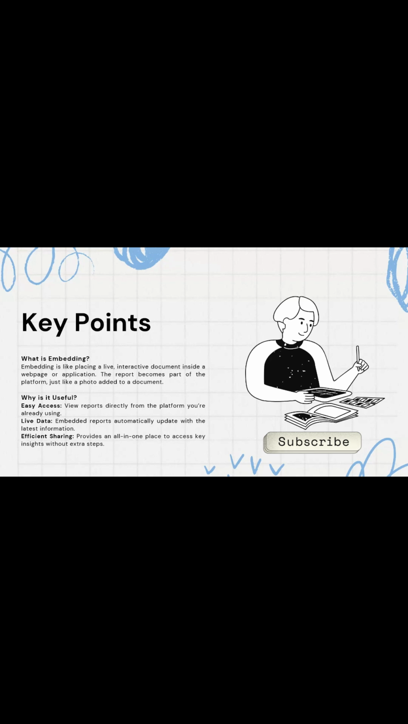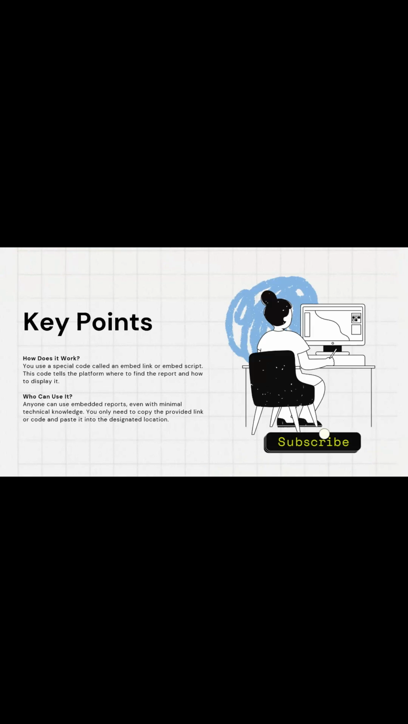Why is it useful? Well, it's easy to access. View reports directly from the platform you're already using. Live data, exactly. Embedded reports automatically update with the latest information, and effective sharing provides an all-in-one place to access key insights without the extra steps. Okay, how to use it? You use a special code called the embed link. This code tells the platform where to find the report and how to display it.